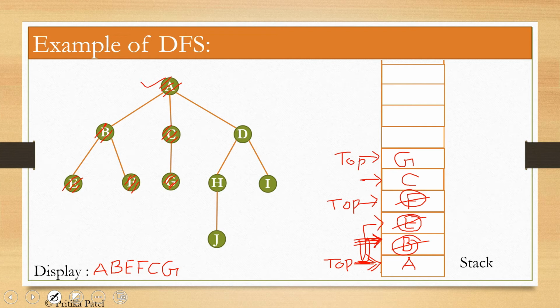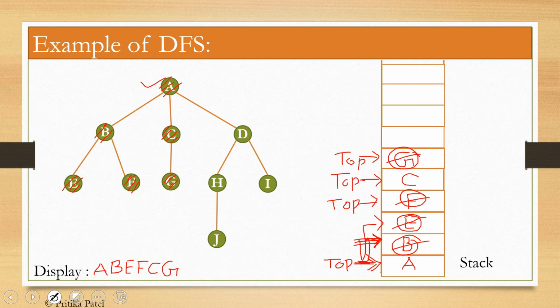Now again check whether G has any unvisited vertex. No, here no vertex is there. So there is no unvisited vertex, right? So the else part is executed. So pop the top element of the stack. So from here we have to pop this vertex G, right? So now again this C becomes the top of the stack.